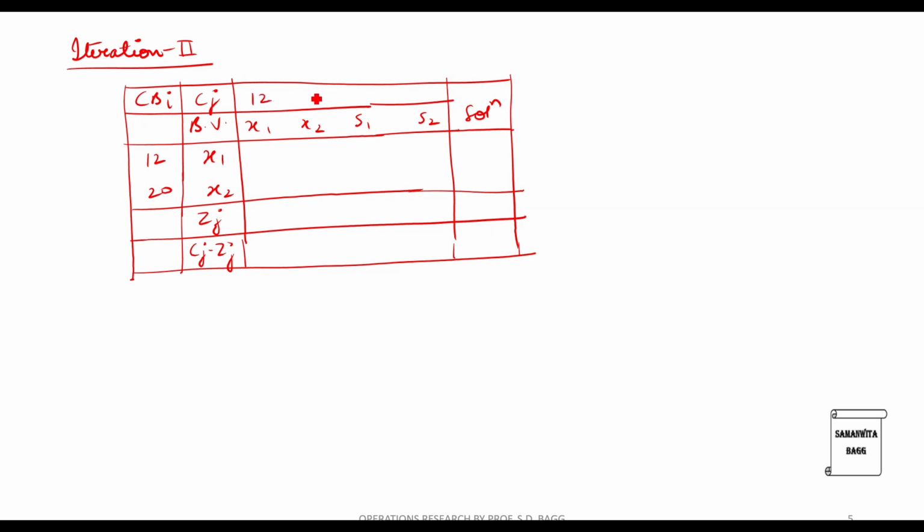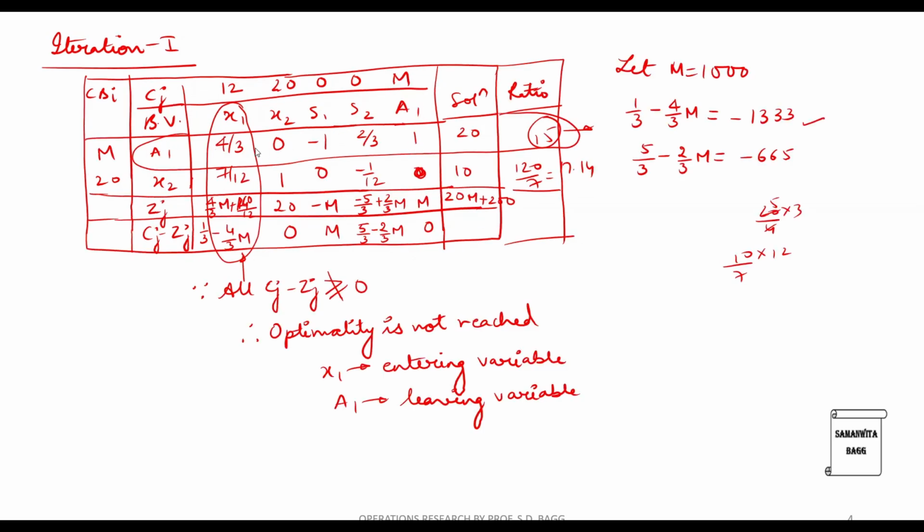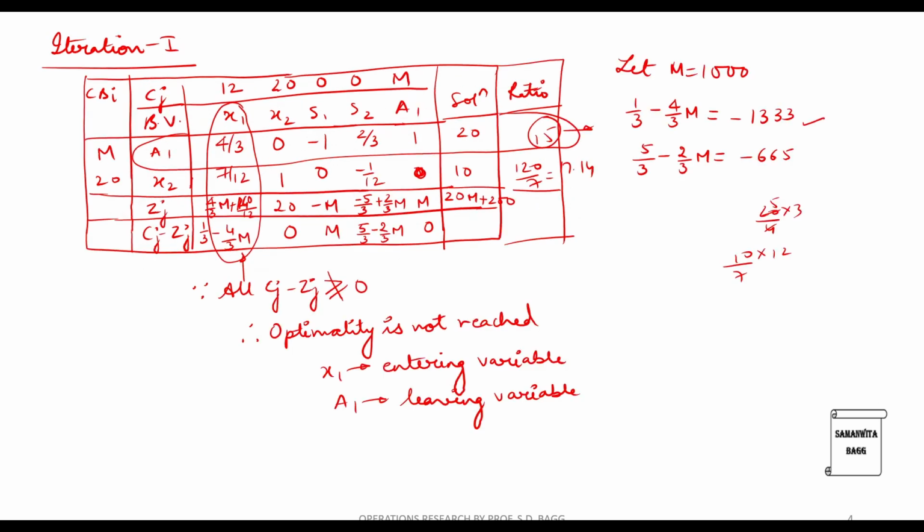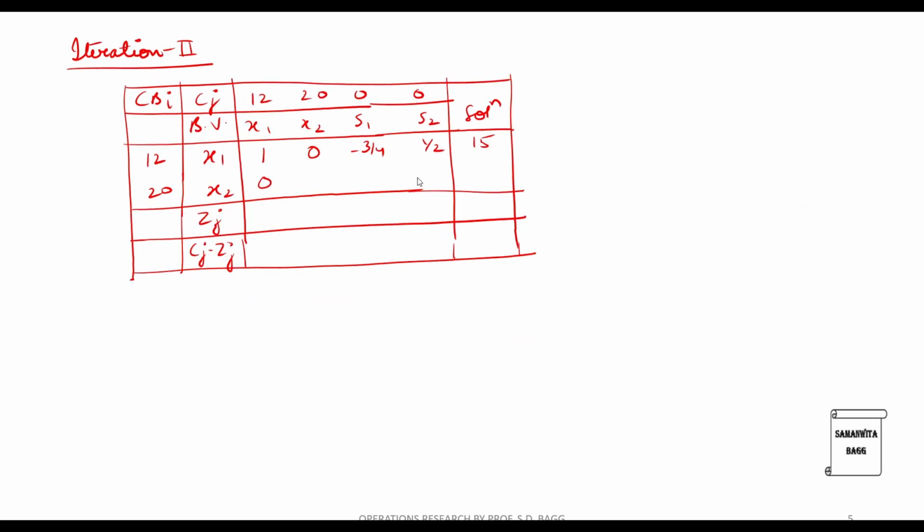This is 12, this is 20, this is 0 and 0. Now we will first go for the first row and divide each term by 4 by 3. So this is 1, this is 0, this is minus 3 by 4, this is 1 by 2 and this is 15. This will be 0 as we know by now. And now I have to calculate the rest of the term. This number will remain 1 because this is 0 and we can calculate for the rest of them.